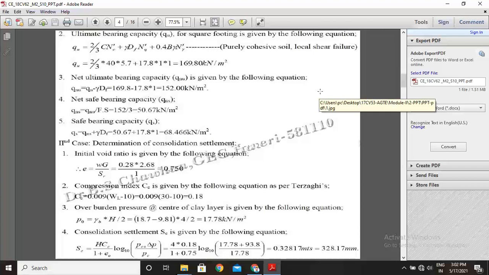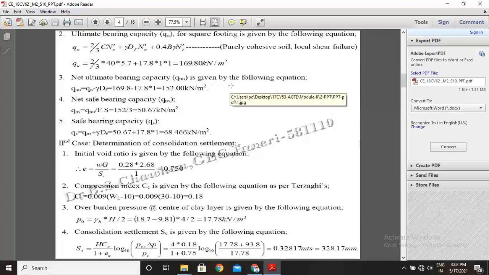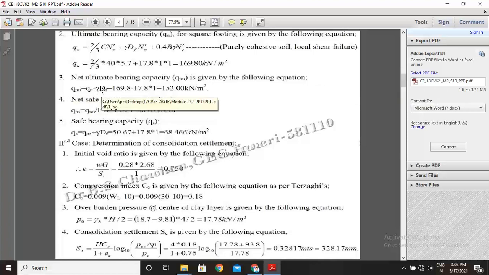Okay, next step, net ultimate bearing capacity is given by the following equations. QNU equal to QU minus overburden pressure, that is gamma into DF. Now substitute the value here. QU is 169.8 minus gamma is 17.8 into DF is 1. We are getting 152 kilonewton per meter square, that is a net ultimate bearing capacity.